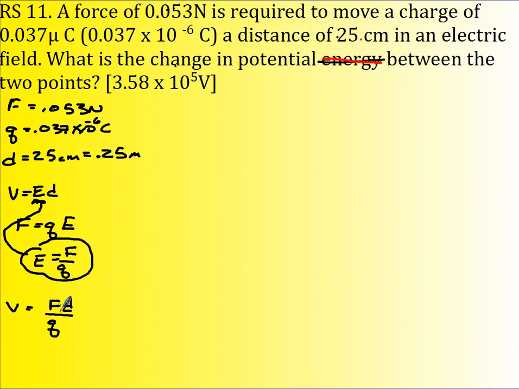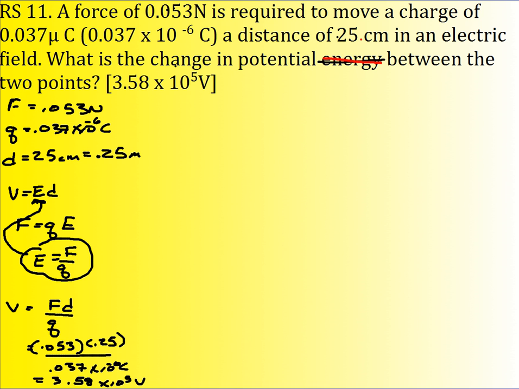Now, this is work, isn't it? Work divided by charge. Well, gee, we already knew this. We haven't quite seen it in this form in this unit yet. So the force is 0.053. The distance covered is 0.25 divided by the charge of 0.037 times 10 to the negative 6 coulombs. And that gives me an answer of 3.58 times 10 to the 5th volts.